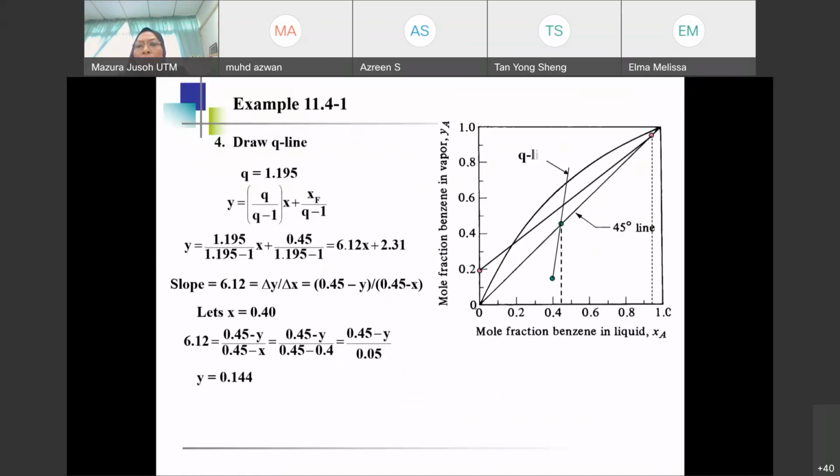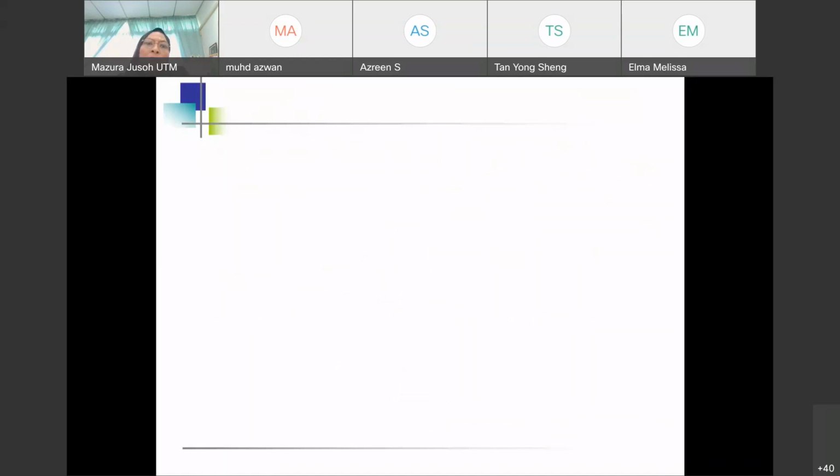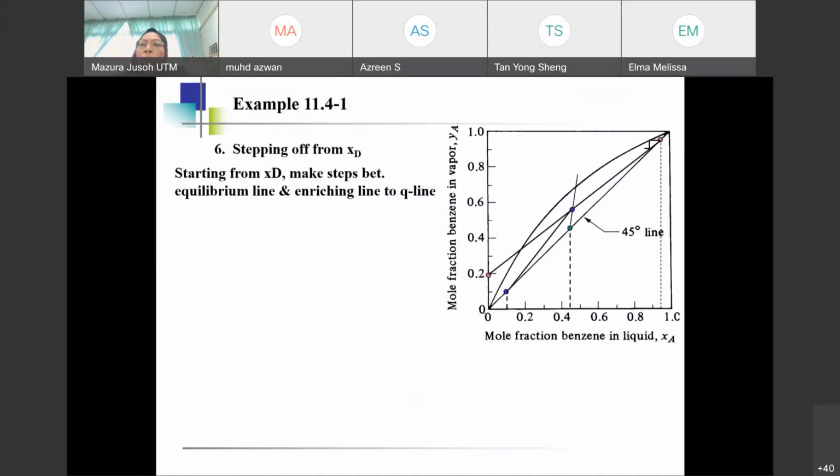Nak buat Q line lagi apa. This is a lot of things. This is the core. Lepas tu baru you buat benda tu. Wah. The stepping off, lepas tu tukar line daripada enriching kepada stripping. This is a lot of things for you to digest.